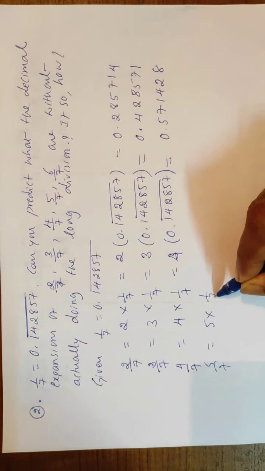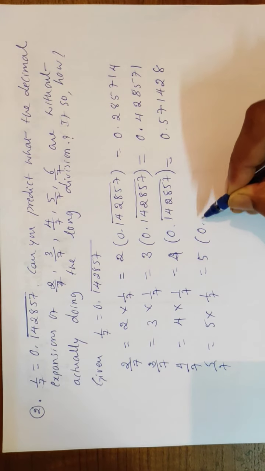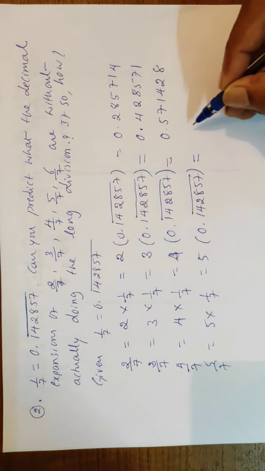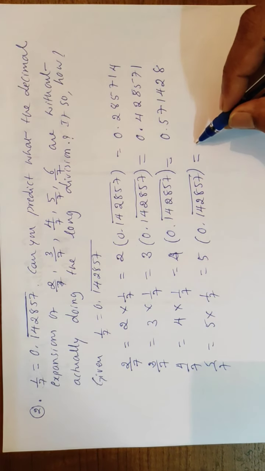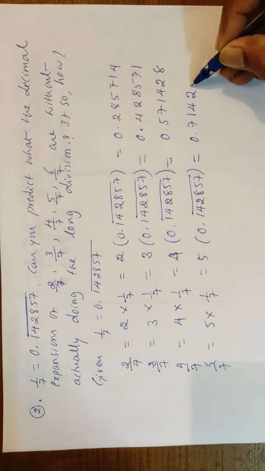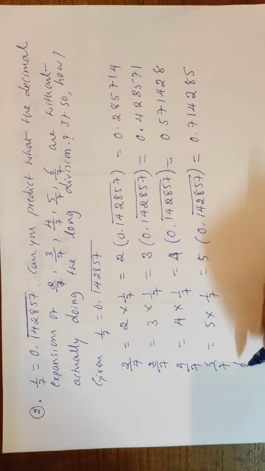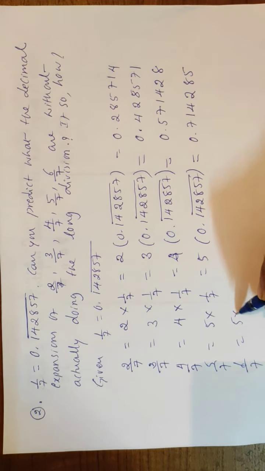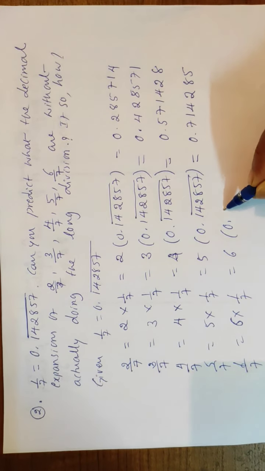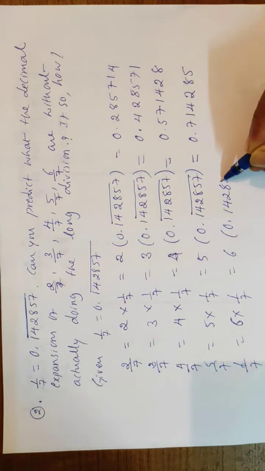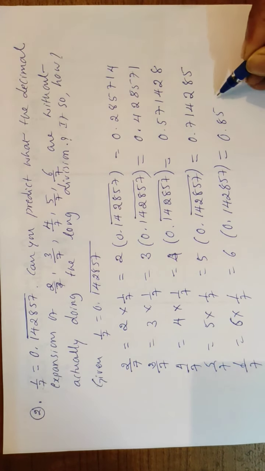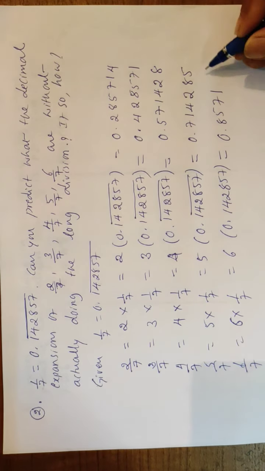Next, 5 by 7. 5 into 1 by 7, that is 5 into 0.142857. On multiplying these two, you will get 0.714285. 6 by 7. 6 into 1 by 7, 6 into 0.142857. The product is 0.857142.